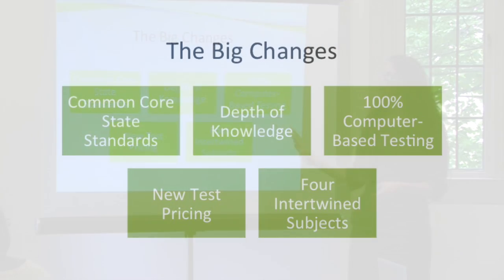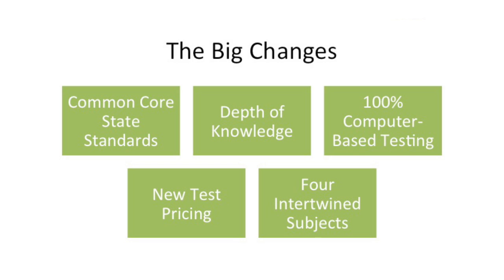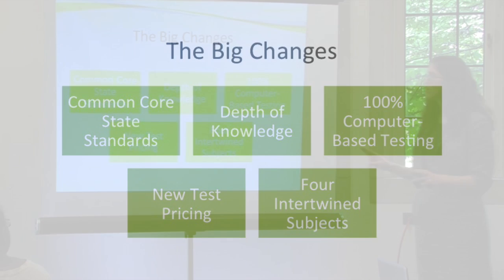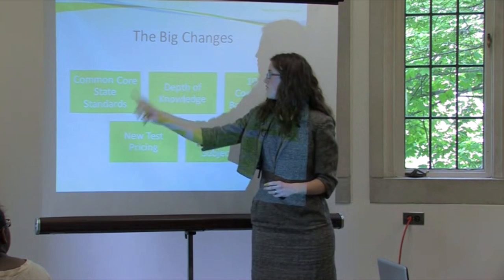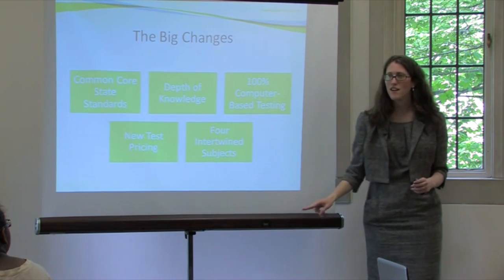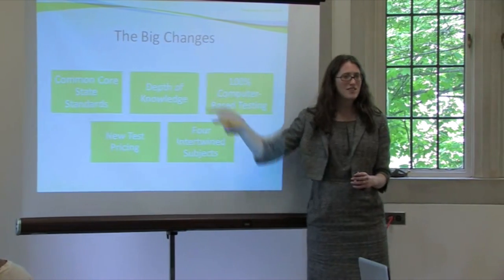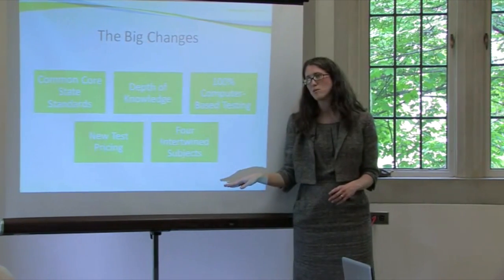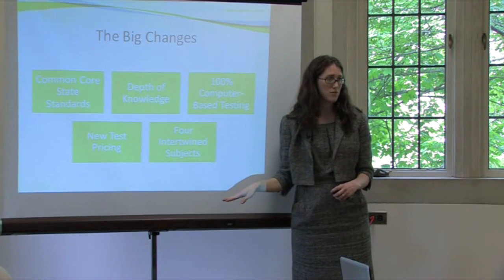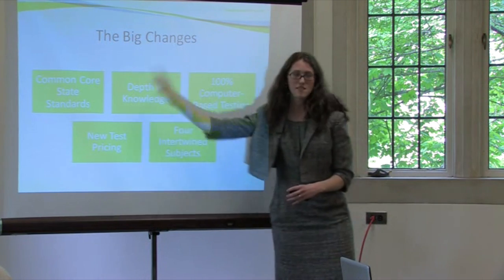And so having read all of that, I summarized what I think are the top 5 biggest changes that everybody should know about. Okay? Common Core State Standards, depth of knowledge, 100% computer-based testing, new test pricing, and 4 intertwined subjects. What I will point out is that 4 of these are the same changes regardless of which high school equivalency test you're going to end up with in 2014. You go with TASC, these things are still going to be the same.